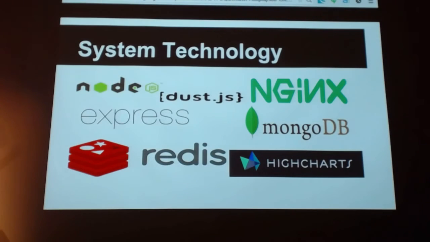So system technology, we use Node.js and Express as our web framework. We use LinkedIn Dust as our templating engine for the HTML. We use Redis for our caching mechanism and MongoDB for our database. Since our data is time series, it made sense to use a NoSQL database instead of an SQL database, because an SQL database would end up just being one huge table. So it made sense to use something that's a little bit more flexible. And we use Highcharts for graphing all our information from the archive data.